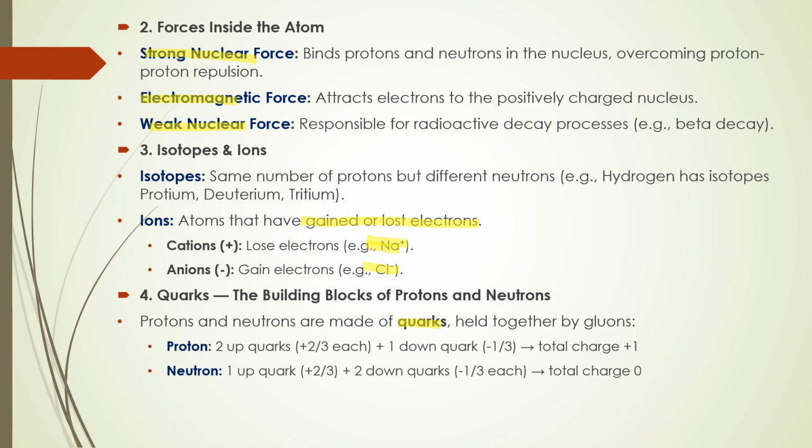Now subshells. Each energy level contains sublevels like s, p, d, f with varying shapes and capacities. s is spherical, p is dumbbell shaped, d is cloverleaf shaped, or we call it dumbbell shaped, and f is complex shaped. s can have a maximum of 2 electrons, while p can have a maximum of 6 electrons, d can have 10 electrons, and f can have 14 electrons.